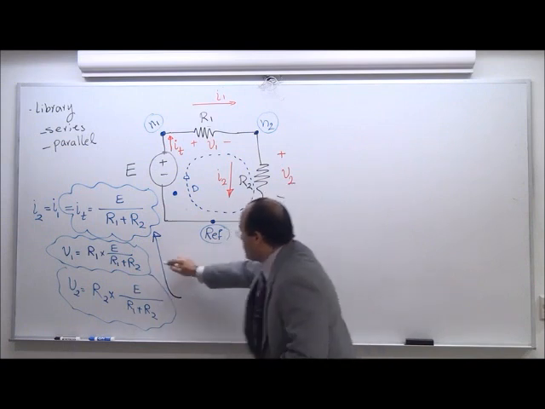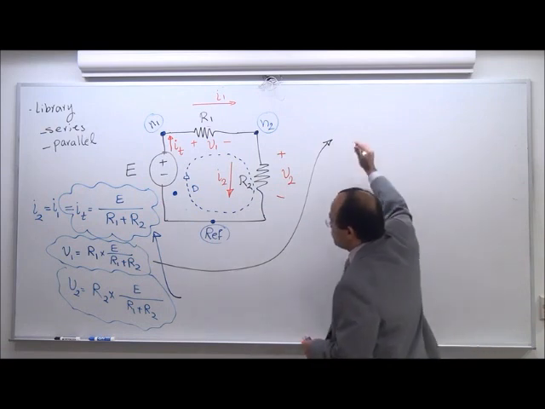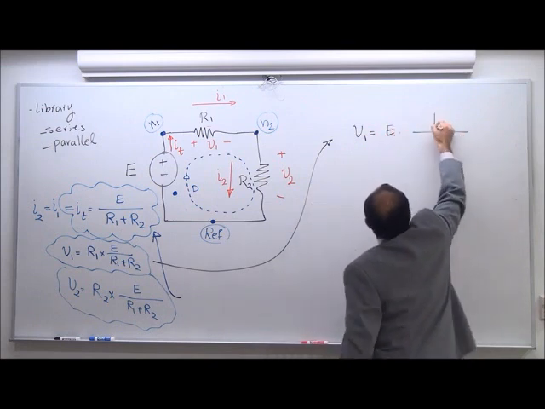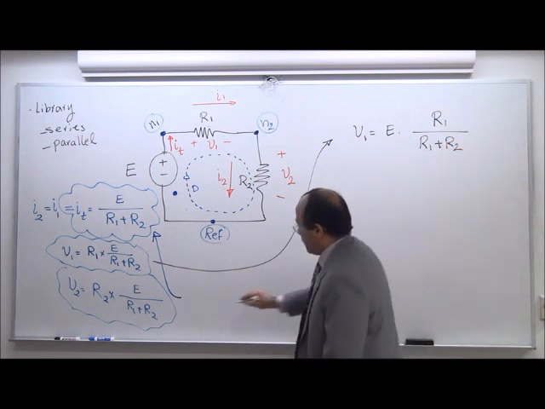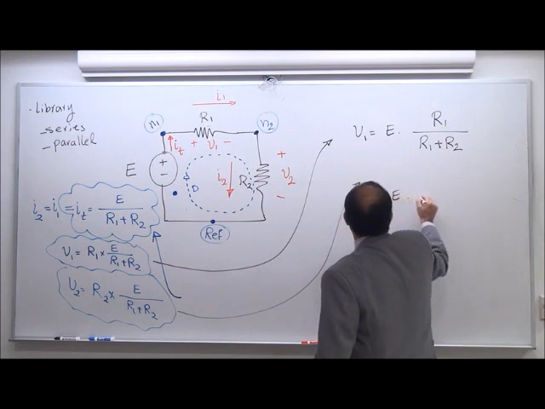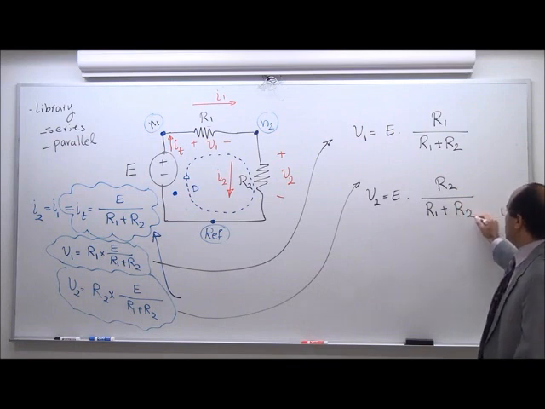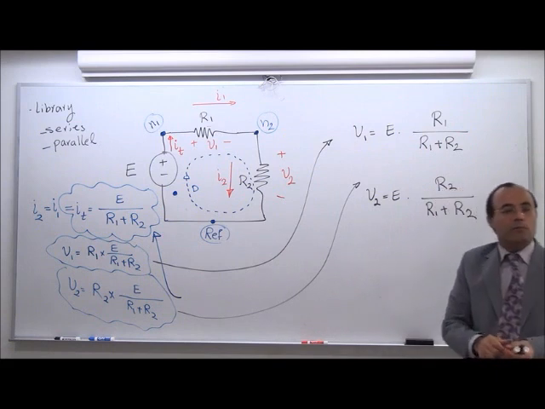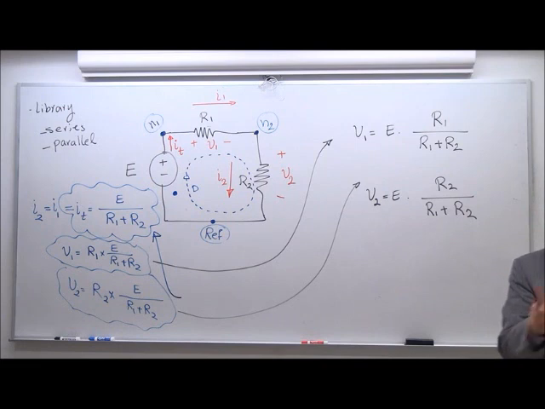I want to rearrange this equation. The system has been solved. Now I'm playing with this. I want to say V1 is equal to E times R1 divided by R1 plus R2. Then from this equation, V2 is equal to E times R2 divided by R1 plus R2. I know E, I know R's, I know V1 and V2. I just gave you the equation for voltage divider.